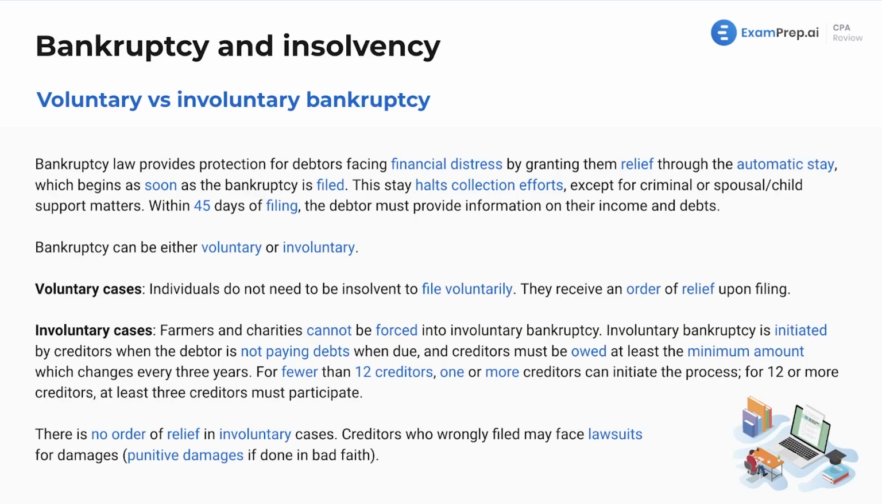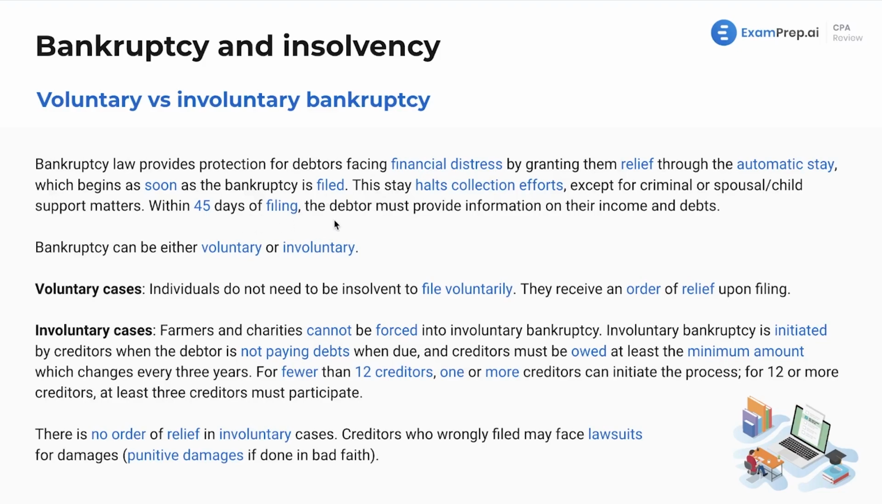Voluntary and involuntary bankruptcy. Now, we talked a lot about this. We're going to see actually numerical examples. How does it work? What are the amounts, and how do we deal with the ability to petition someone involuntarily into bankruptcy? Bankruptcy law provides protection for debtors facing financial distress by granting them relief through the automatic stay, which begins as soon as the bankruptcy is filed. Now, again, this halts collection efforts except for criminal or spousal child support matters. We saw those exceptions earlier.